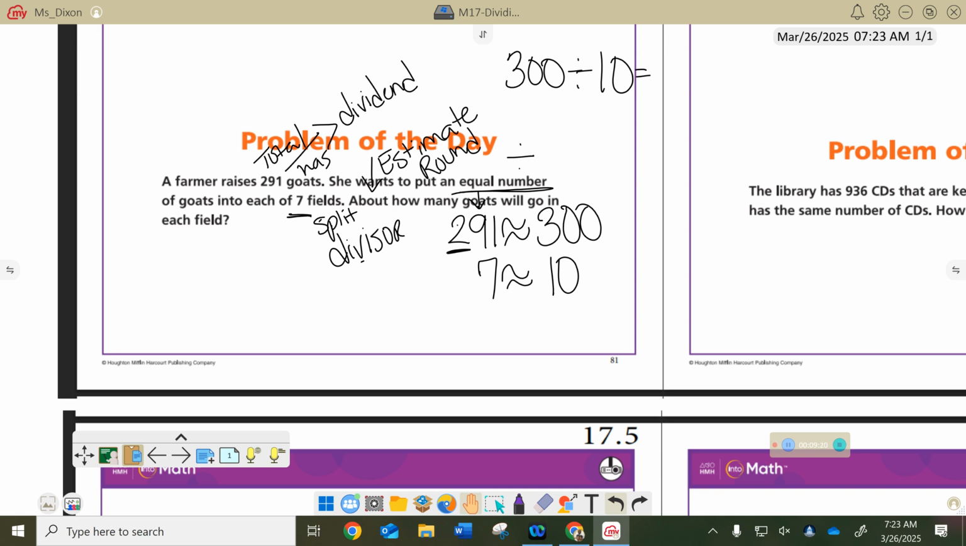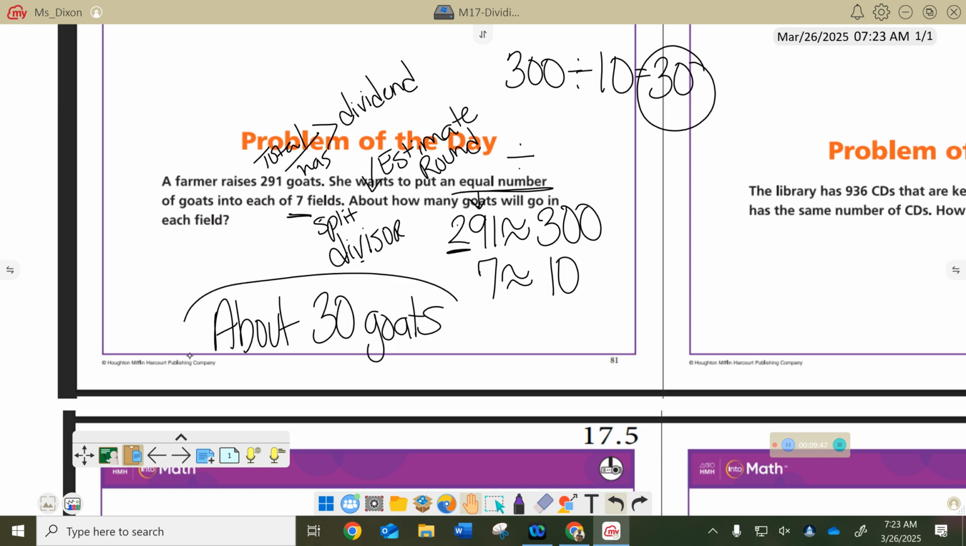How many times can I take 10 out of 300? Well, I know that 30 times 10 is 300. So that means my estimated answer is about 30. So about 30 goats is my answer.